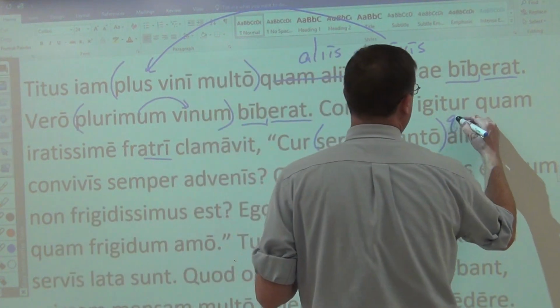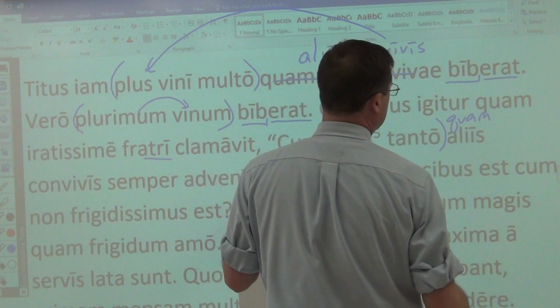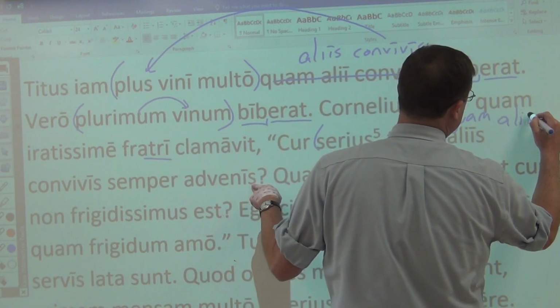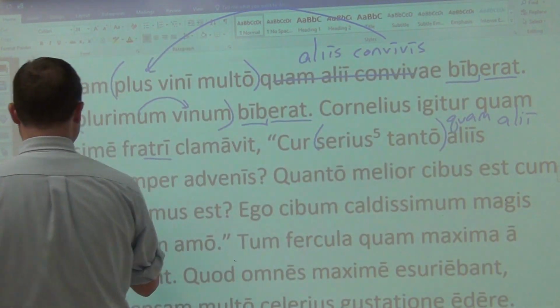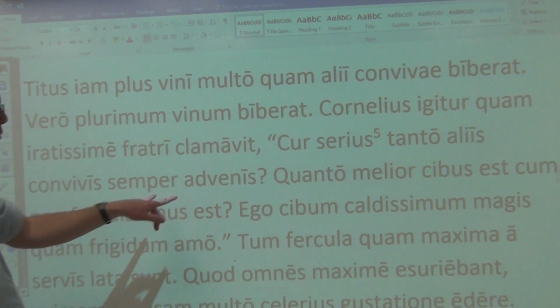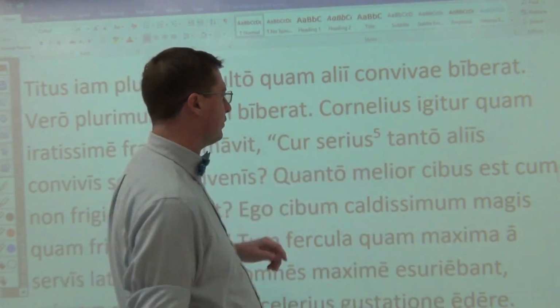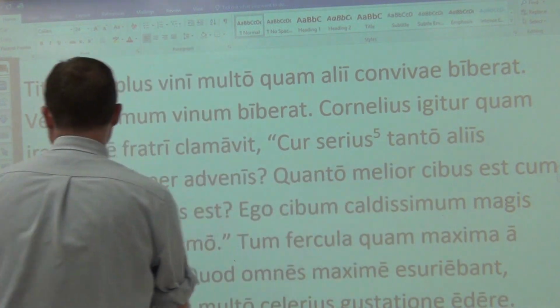Had this used a quam, it would be, of course, the same case as the understood subject you, and so that would be ali, and then for convivis it would have been convivi, had it had a quam, but it does not. And so he wants to know, why does he have that habit? Why do you always arrive later by so much, showing the degree of difference than the other guests?